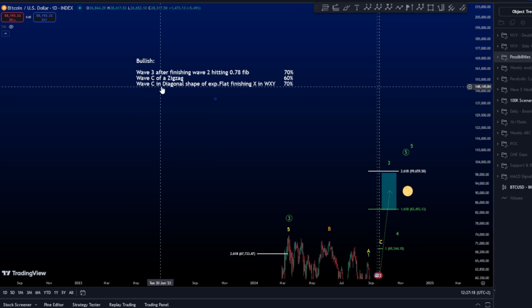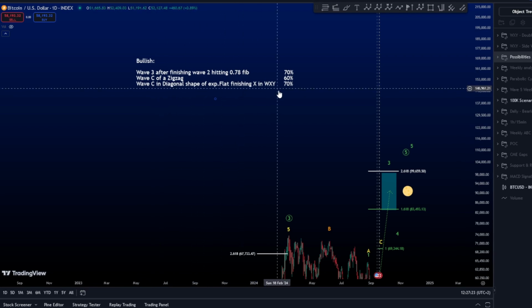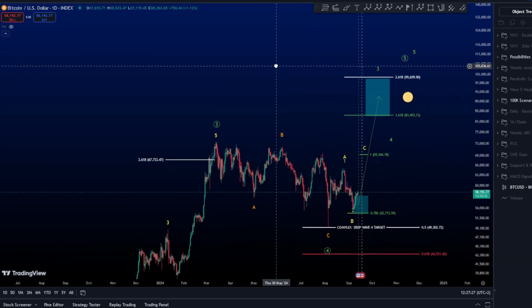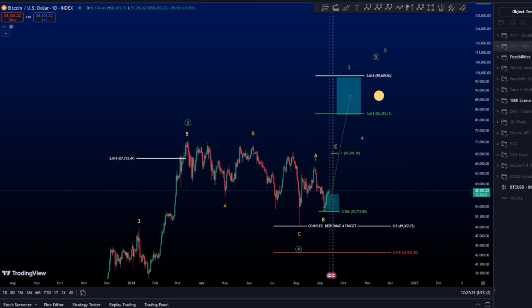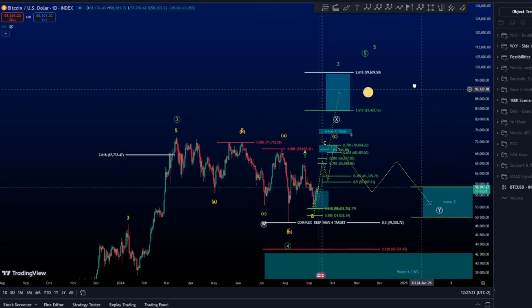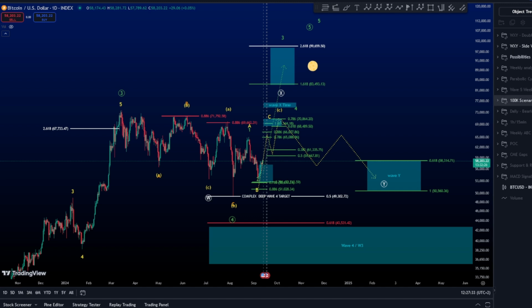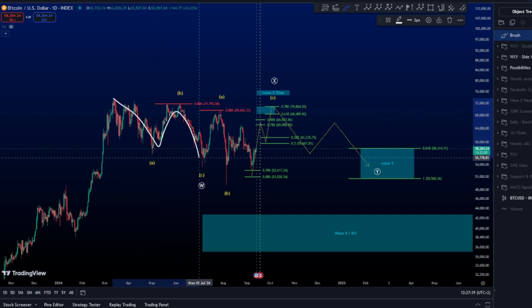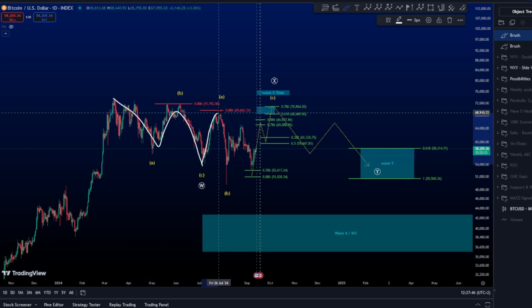So wave C in diagonal shape of an expanding flat, finishing a wave X in WXY. So, the same thing here. We are still in a sideways, okay, and we are looking for a WXY, where we have finished, of course, ABC exactly here. The W has finished here. We didn't finish a running flat, which is less possible. We are looking at an expanding flat.